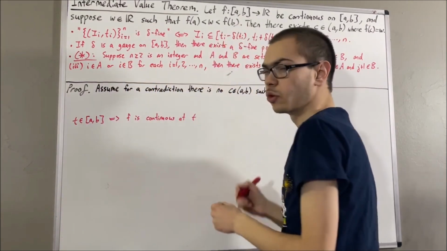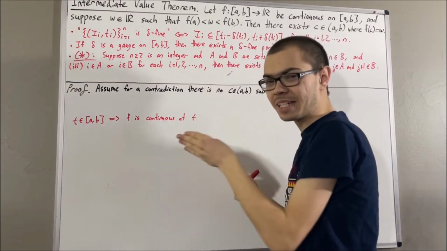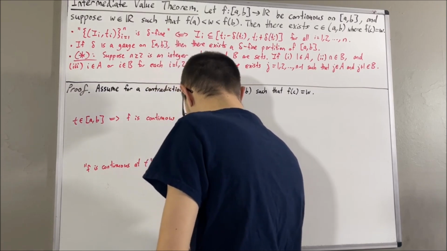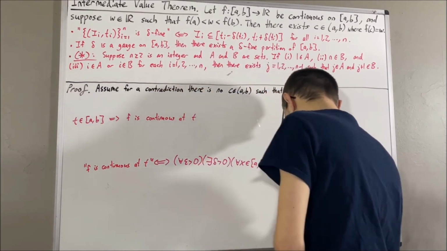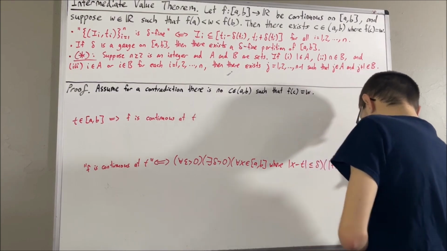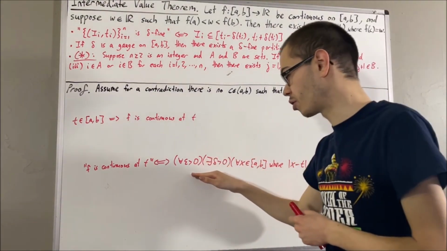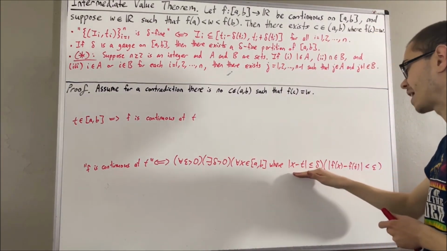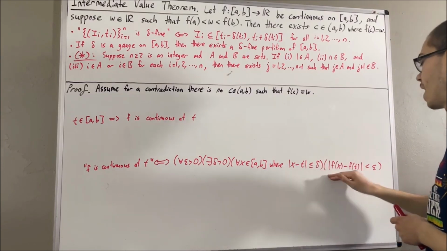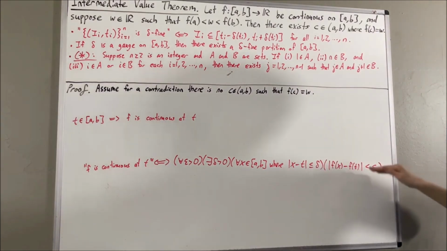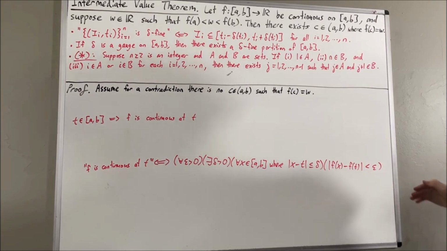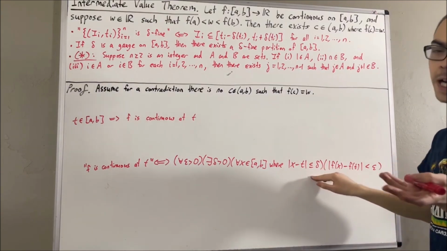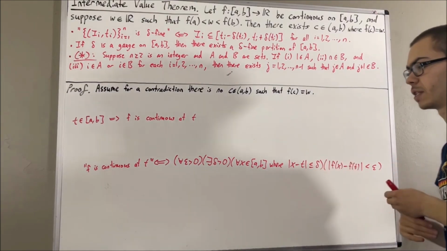And by definition of continuity, to say that f is continuous at t means the following. It means for every epsilon greater than 0, there exists a delta greater than 0, such that for all x in [a, b], where absolute value of x minus t is less than or equal to delta, we have that absolute value of f of x minus f of t is less than epsilon. Now, an equivalent definition has this as a strict inequality, but it's perfectly fine if we have a weak inequality here, because the definitions are equivalent.